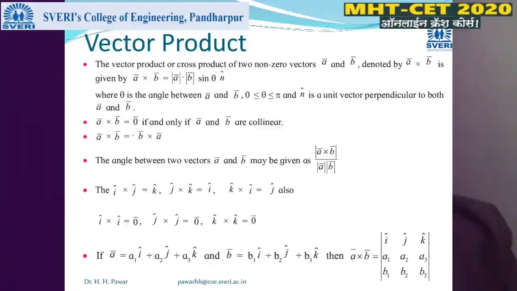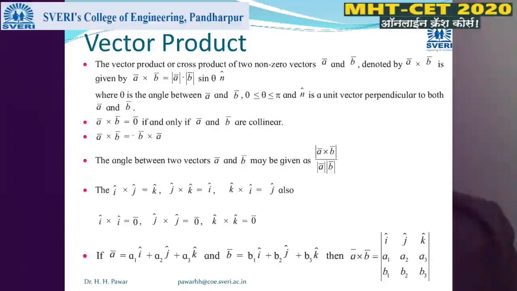Also take note that if a bar and b bar are collinear, that is along the same line, then a bar cross b bar is equal to 0 bar, and also note that a bar cross b bar is equal to minus b bar cross a bar, that is, it is not commutative. The angle between two vectors a bar and b bar may be given as modulus of a bar cross b bar divided by modulus of a bar dot modulus of b bar.